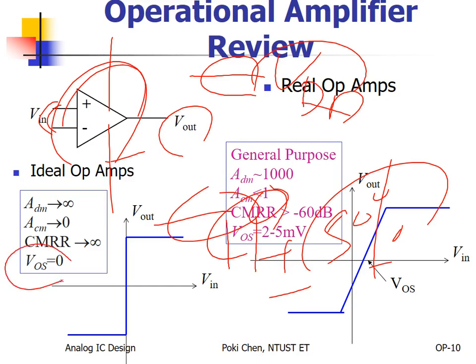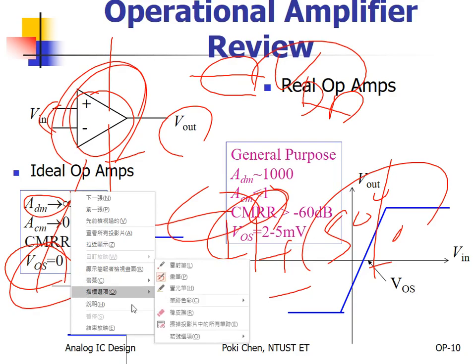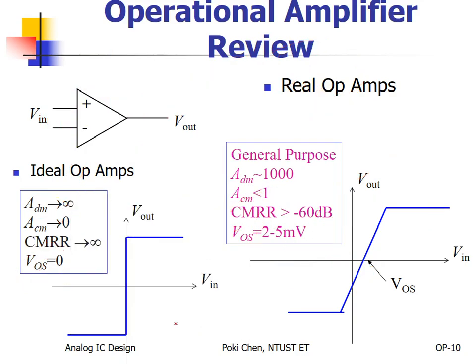Anyway, VOS for our analog IC design is the major challenge for you guys, especially for high-end application. Such VOS, combined with very high gain, I mean ADM, will cause you a lot of problems at your output. So how to reduce such VOS is a major challenge. Nowadays, with good layout or very complicated auto calibration, on-chip calibration, people can make it around microvolts.